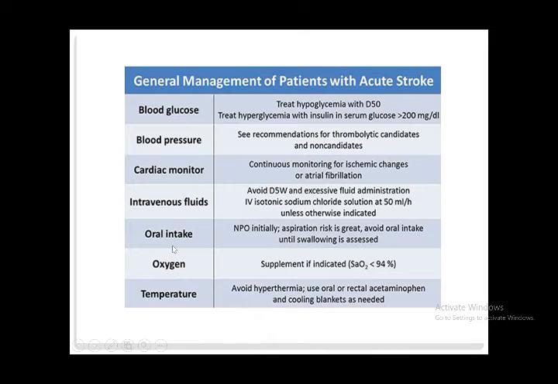Oral intake should be restricted if there is some swallowing problem, initially at least. Oxygen supplement is indicated if saturation is less than 94%. You have to monitor temperature and avoid hyperthermia, and you can give oral or rectal acetaminophen and cooling blankets if they are needed. So these things should be addressed acutely and initially to stabilize the patient.